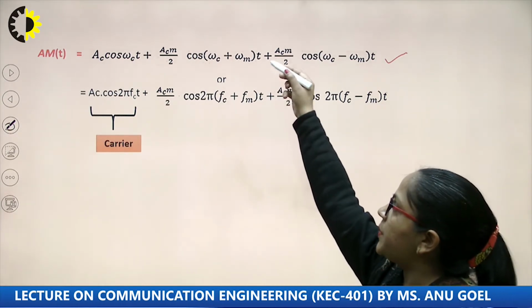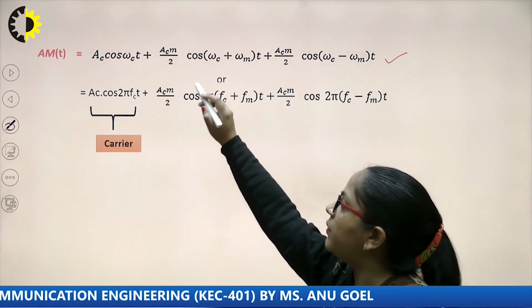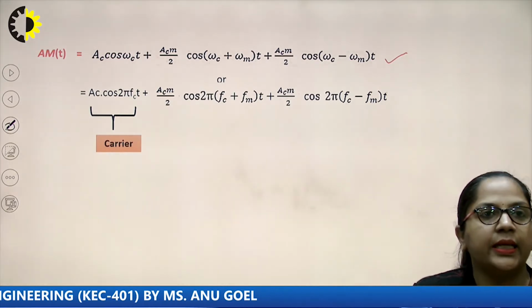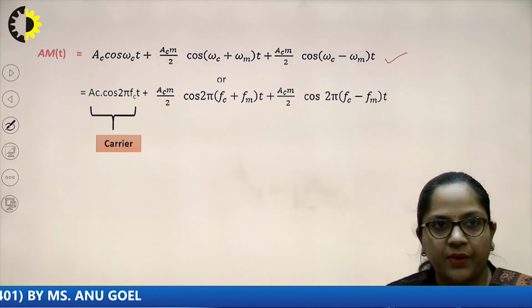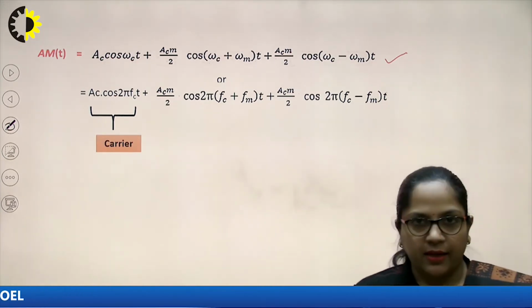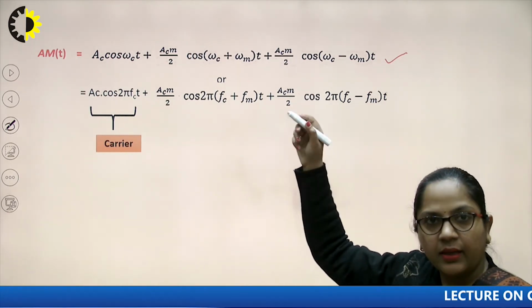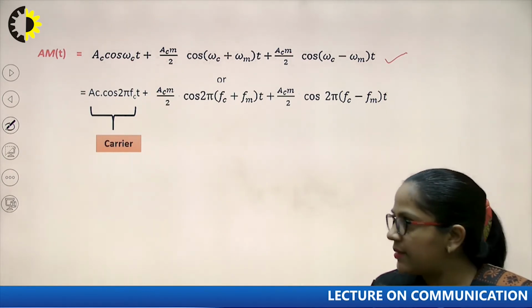Representing the same expression in terms of frequency f, we can write the above expression as AC cos 2 pi fc t plus AC m by 2 into cos of 2 pi (fc plus fm) t plus AC m by 2 cos of 2 pi (fc minus fm) t, where fc is the frequency of the carrier and fm is the frequency of the modulating signal or the message signal.